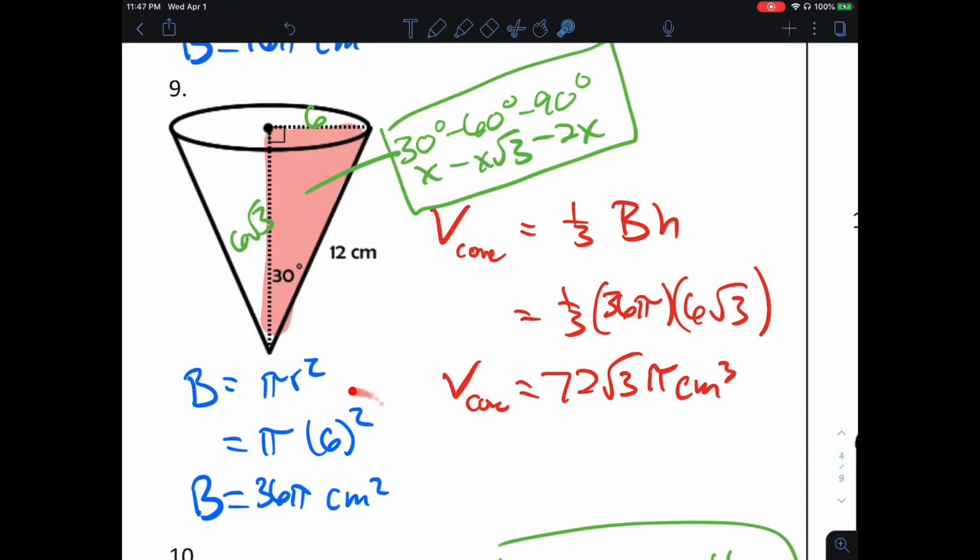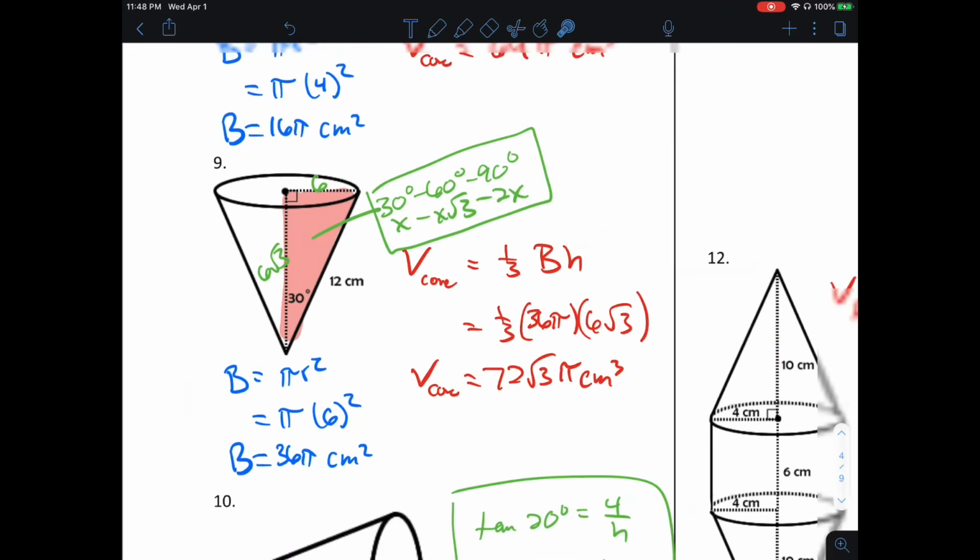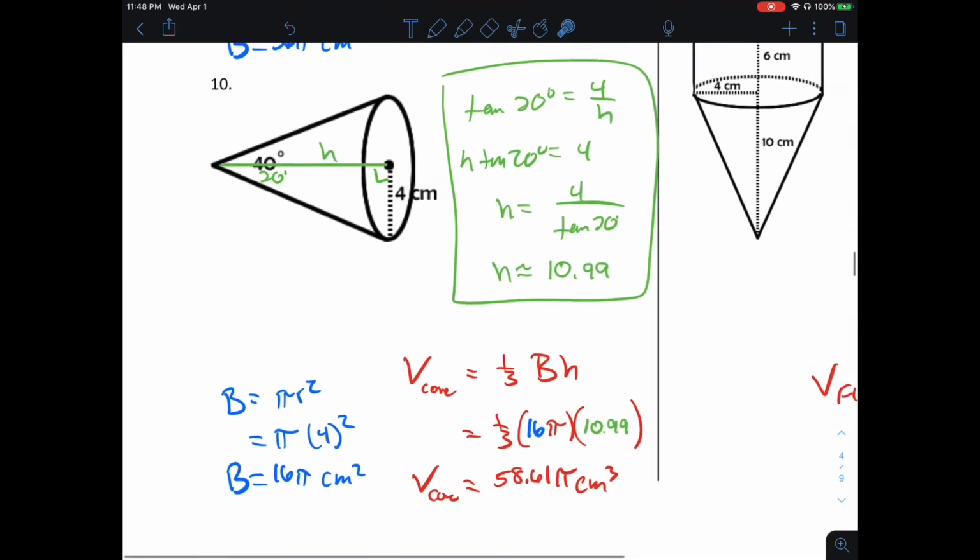The area of the base is going to be 6 squared pi, which is 36 pi. So 36 pi times 6 times the square root of 3, and a third of 6 is 2. 2 times 36 is 72. Throw a pi and a square root of 3 on there, and you're done.